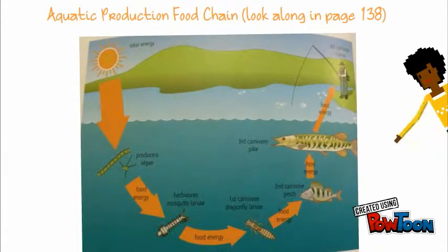In this diagram, you can see the long path energy takes to get to a human. It must first go through the producer, then a herbivore, then a first carnivore, then a second carnivore, then a third carnivore, until it reaches the human.